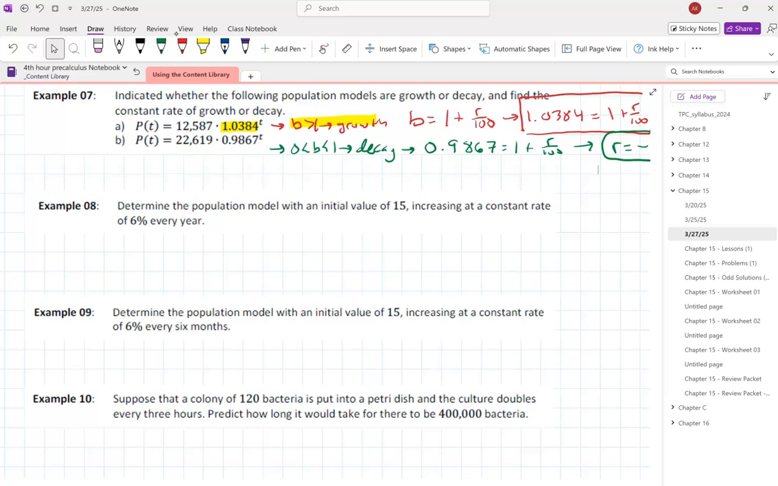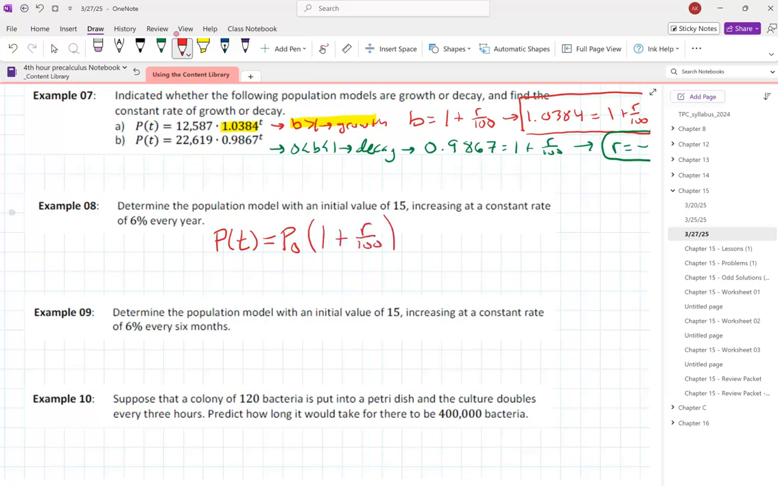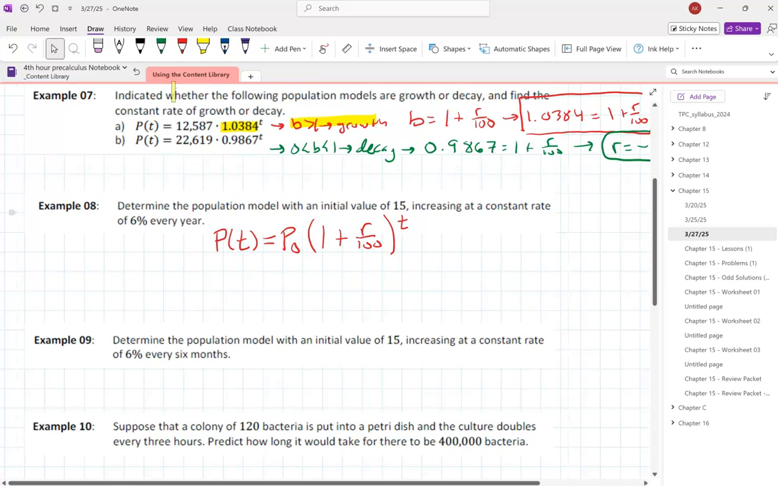Determine the population model with an initial value of 15, increasing at a constant rate of 6% every year. So we're going to be writing a population model. It tells me that in the problem. I'm going to be filling in my values for this. I see the P naught, I remember, is the initial value. So I have that. I have the R is 6%.